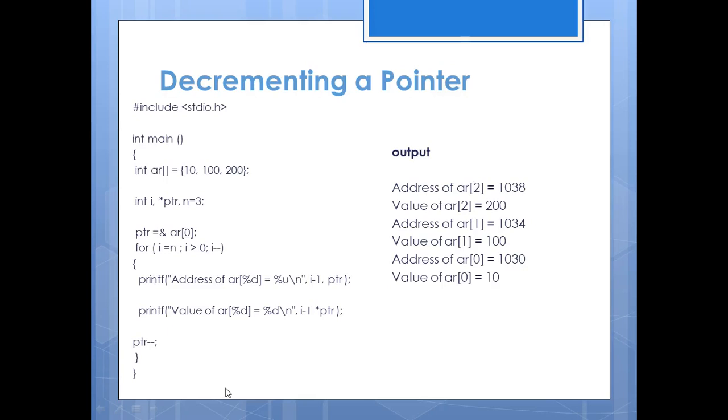This is the same as incrementing a pointer. Here we reverse the condition of the for loop. Here i equal to n, i greater than 0, i--. When i equal to n, that is 3, i equal to 3, 3 is greater than 0. The address of array[%d], that is i minus 1, that is the second position. In the second position it is 200. First the address is printed, in the next line the value is printed, then the pointer is decremented.